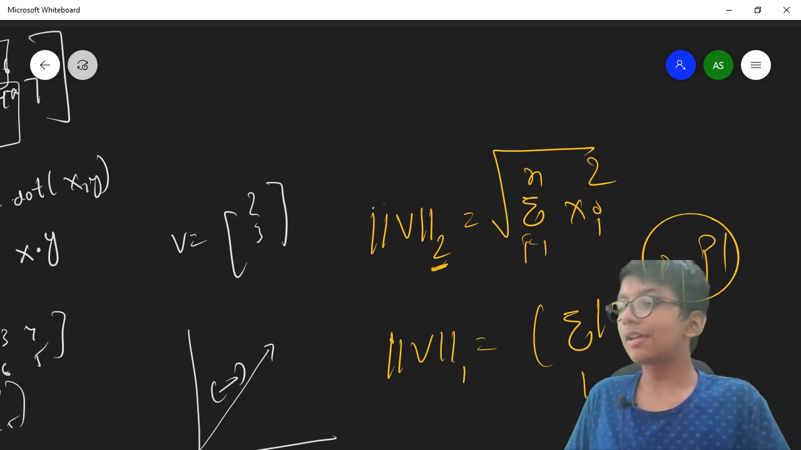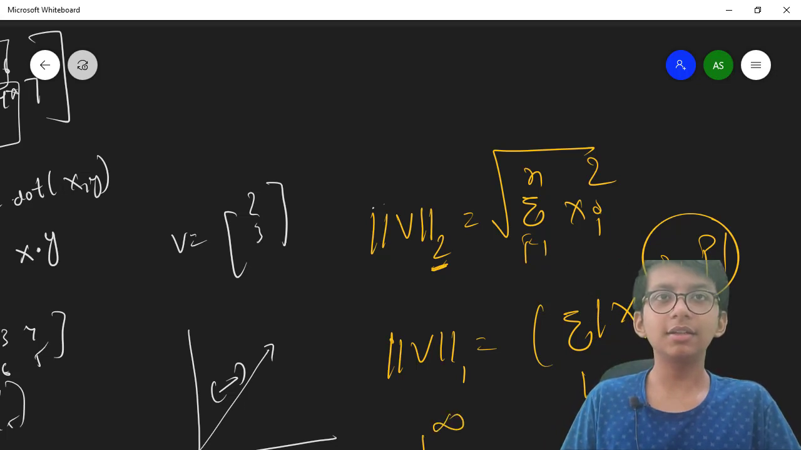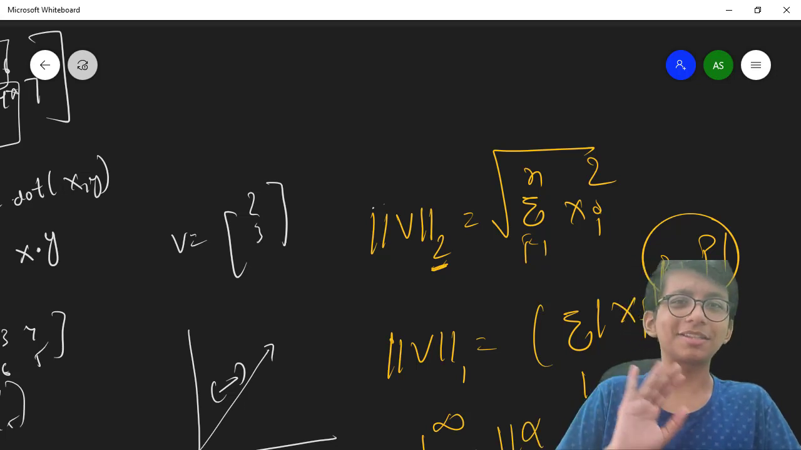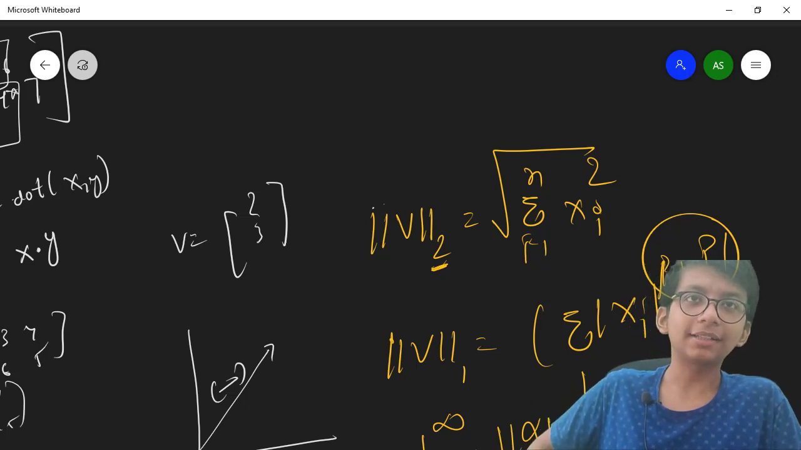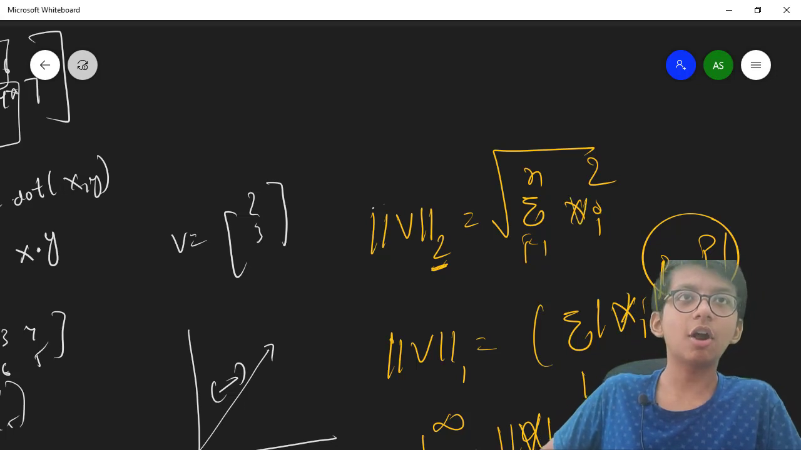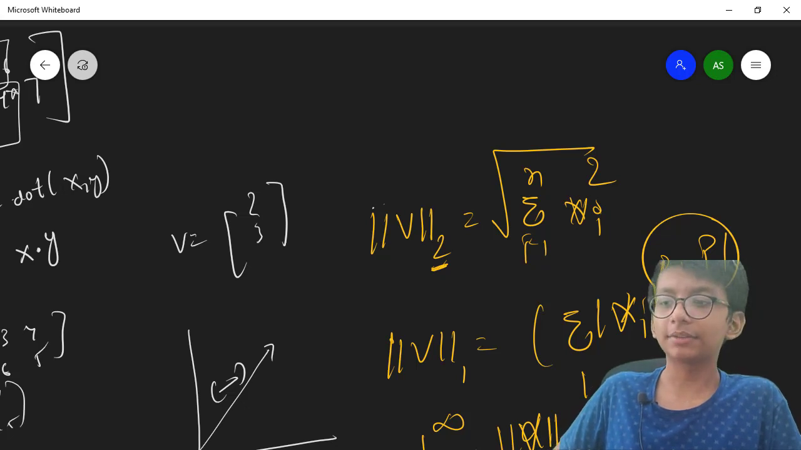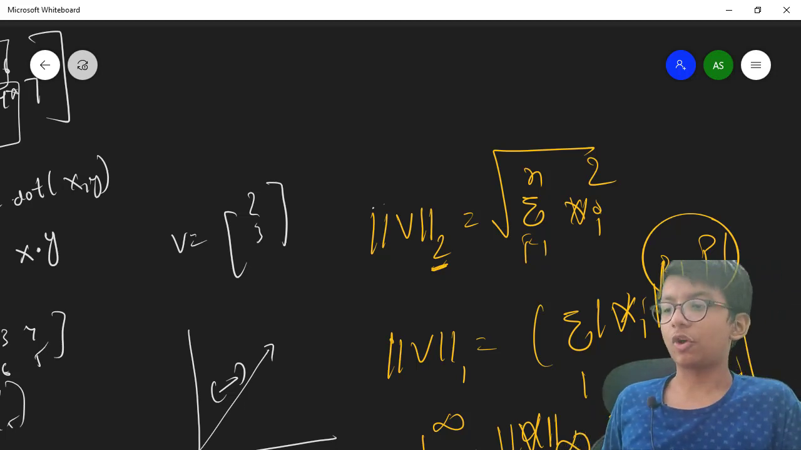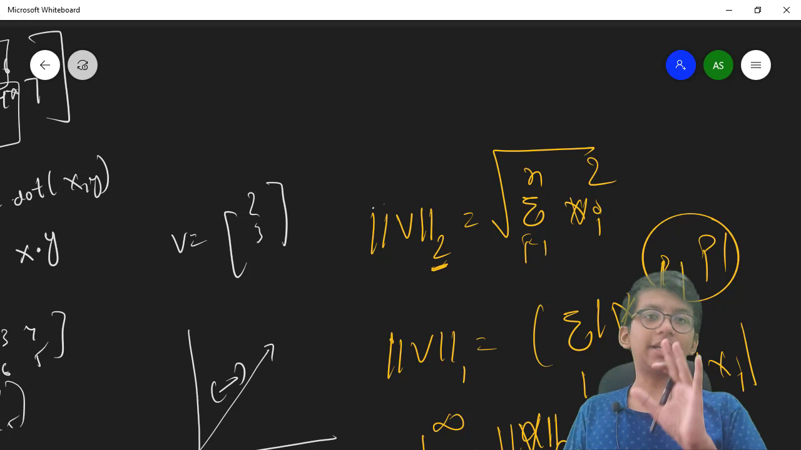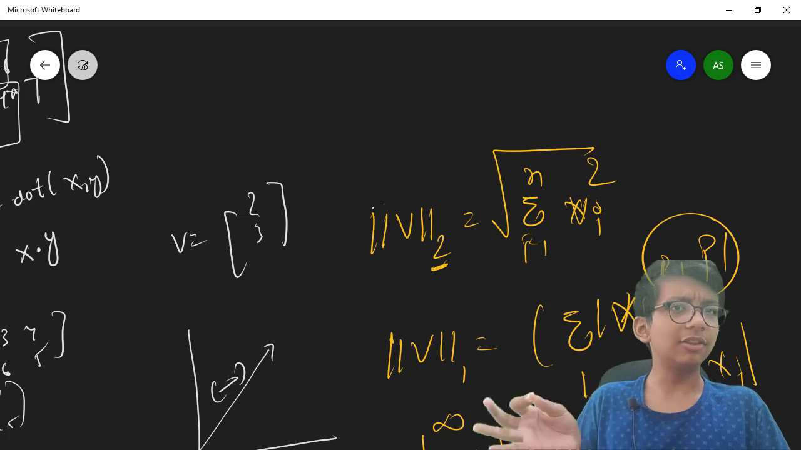We also have something called the max norm, which is L infinity. You can see the detail in the book, but it's called the max norm, which is the norm of x or v, norm of v, as p approaches infinity. We take out the max over i of the absolute value of xi. Okay, so that's the max norm. So we have taken out the length of any vector.